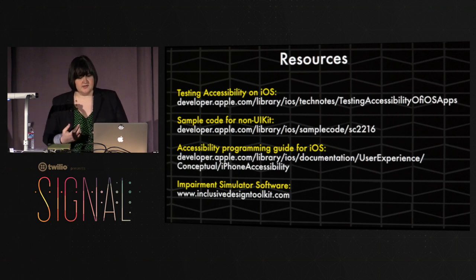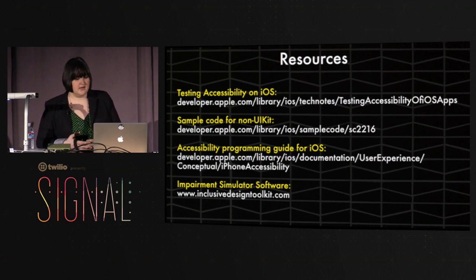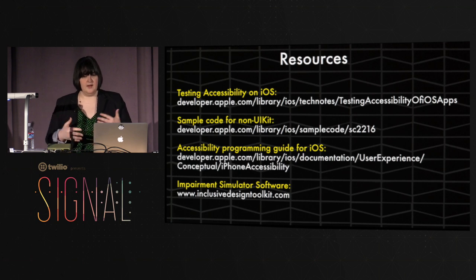There are a few resources. There's a guide that Apple has made on testing accessibility for iOS. There's some sample code if you're using something that's not standard UIKit, which is quite good. It's a little draggy, droppy game. There's also the accessibility programming guide for iOS. And there's a really good website that helps you visualize different vision impairments.